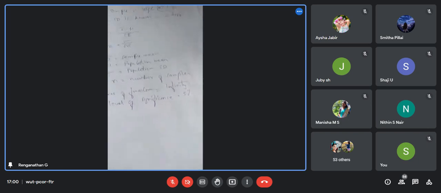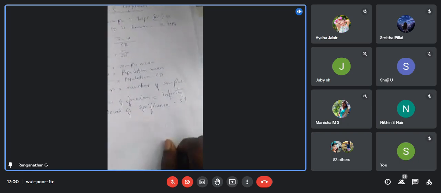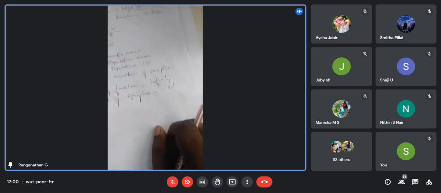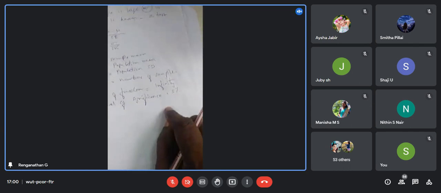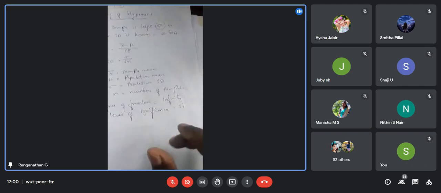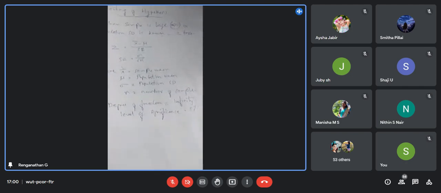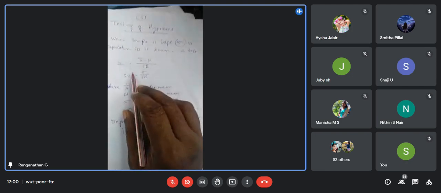Usually nothing is mentioned with regard to this significance level. If it is not mentioned in your question, consider this as 5% level. These are the basic things regarding the testing of hypothesis, especially in the case of Z test.